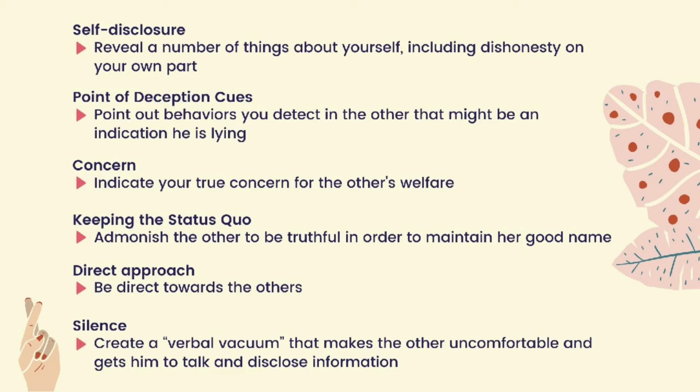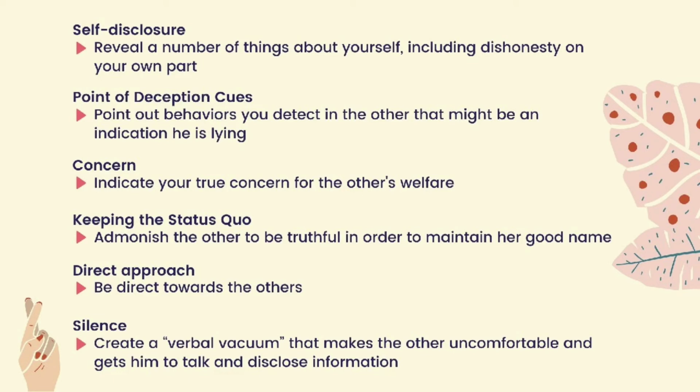After self-disclosure, the next tactic is pointing out deception cues. You point out behaviors you detect in the other that might be an indication that he is lying. For example, you know that the other party is lying, and you see indications, such as the other party sweating, being nervous, changing his voice, and not being able to make eye contact with you. Then you point out those cues, hoping that the other party will tell you the truth.